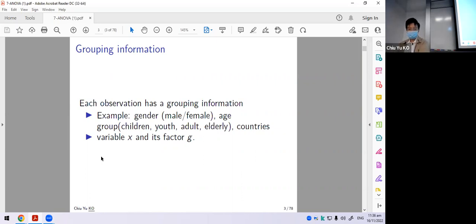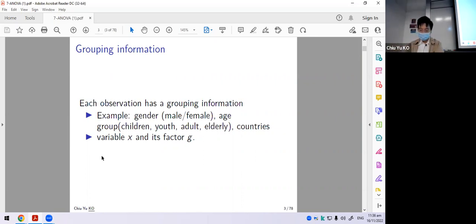And the grouping by itself is usually a nominal variable. So you really can't say too much about the relationship. And if you want to consider the grouping has some relationship, that will be covered in the regression, right? Regression, in those cases, the grouping will make sense.